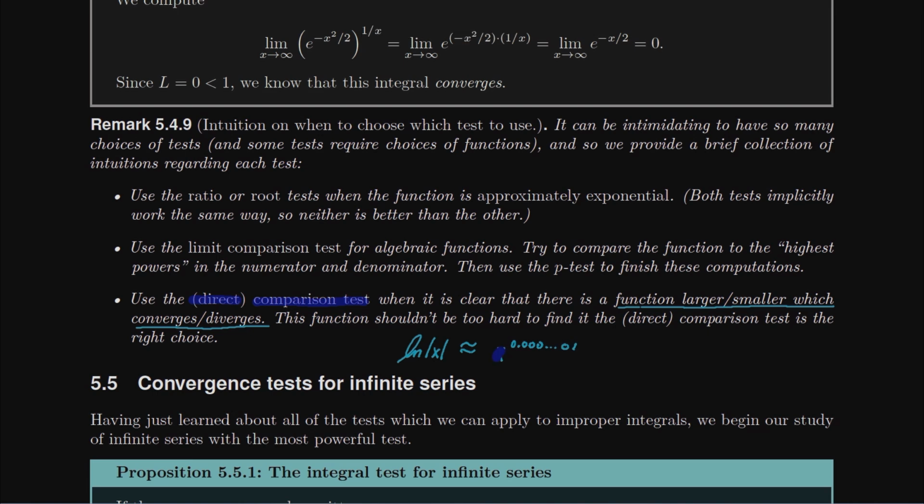And then you can use direct comparison and say that actually the logarithm is less than that power of x, and that'll get you where you need to go. That one can be the most tricky of all of them, for sure. So I would usually save that one for last, try to use ratio or root when it's exponential, or limit comparison when it's algebraic.